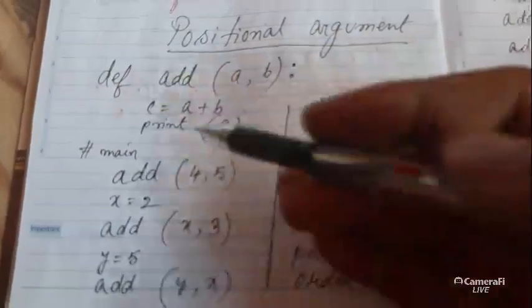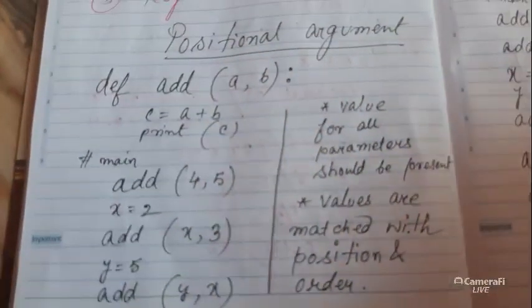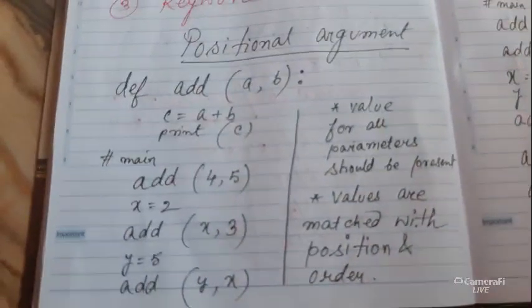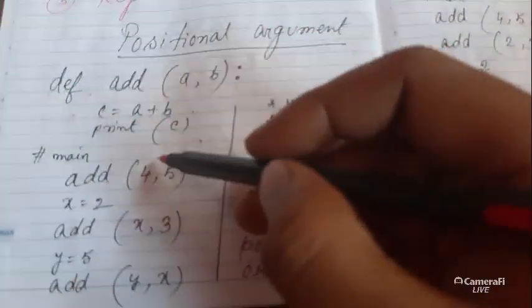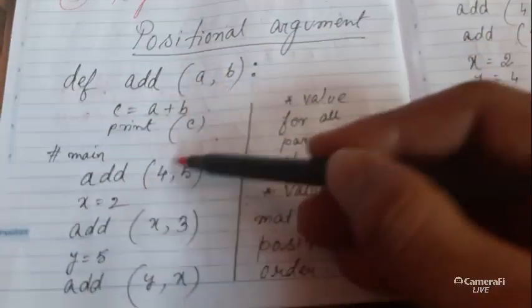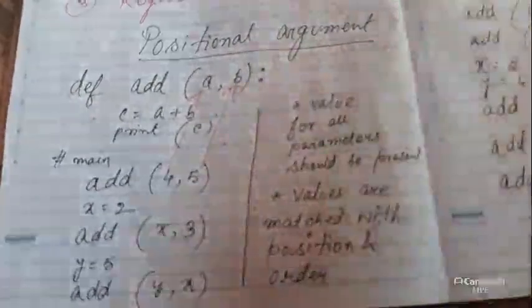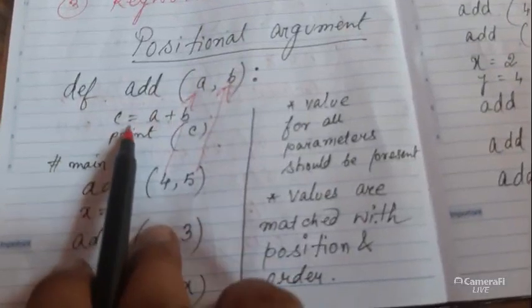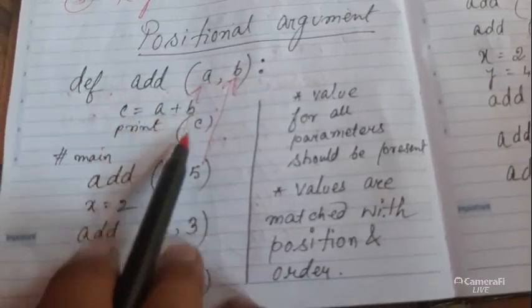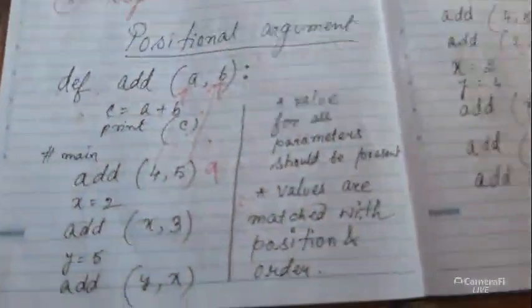Simply what will happen, this part we have discussed in the very first day or second day also, that when you assign 4 and 5 here, this 4 will go to a, this 5 will go to b, and then it will calculate the value, that is c equals to 5 plus 4, 9, print c. So for this case it will print 9 simply.